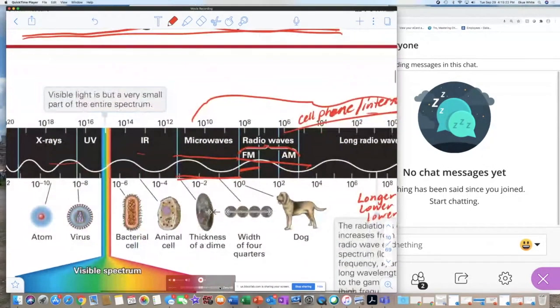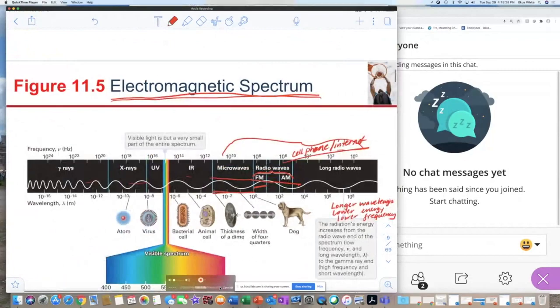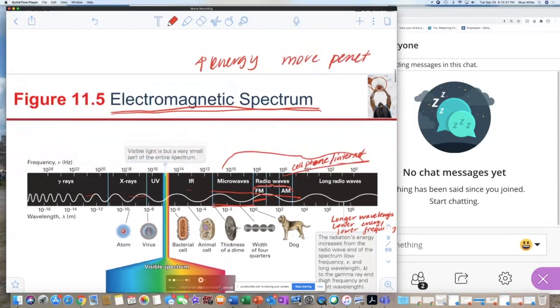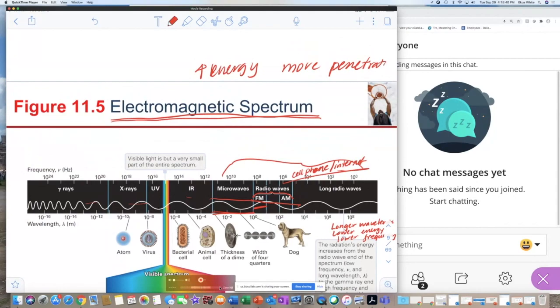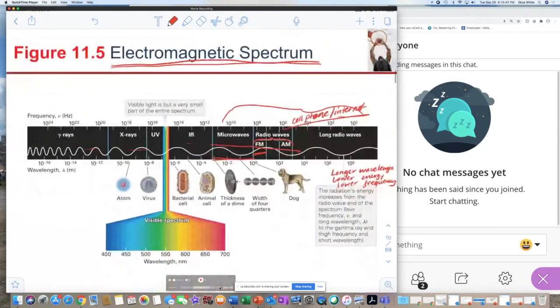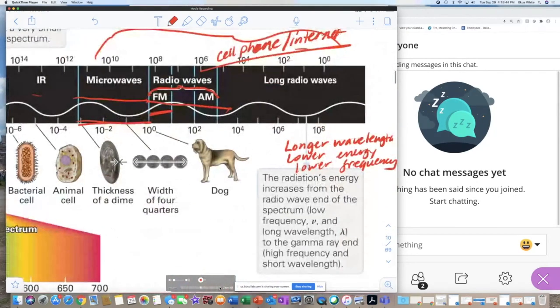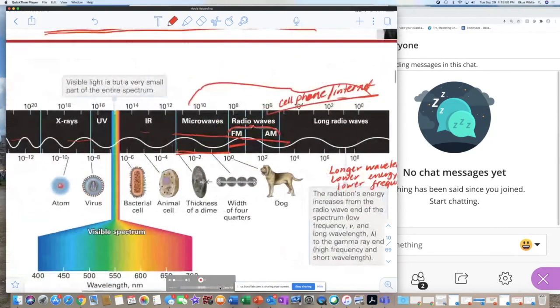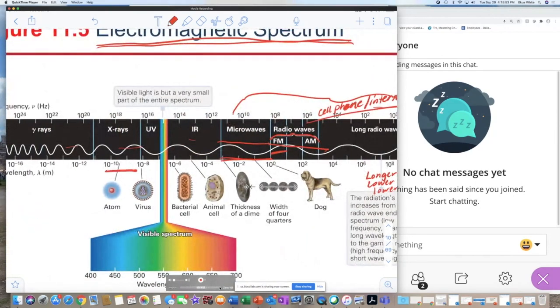Do you see that? As we go left, the space between the waves decreases. And by the way, the higher the energy of the wave, the more penetrating, and therefore the more damage. People wear protection around the radio waves. You're not going to wear protection to get into your jam session or to be on a cell phone. But people wear protection when they're around X-rays or gamma rays.